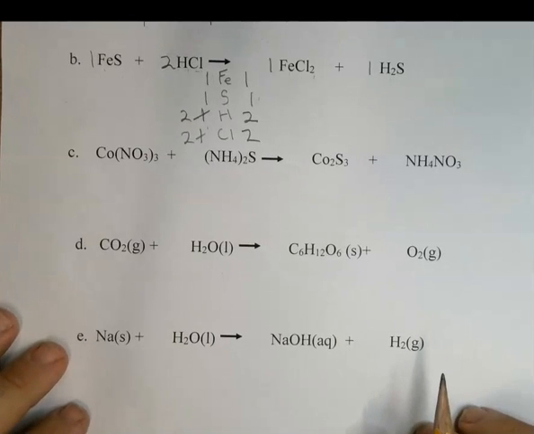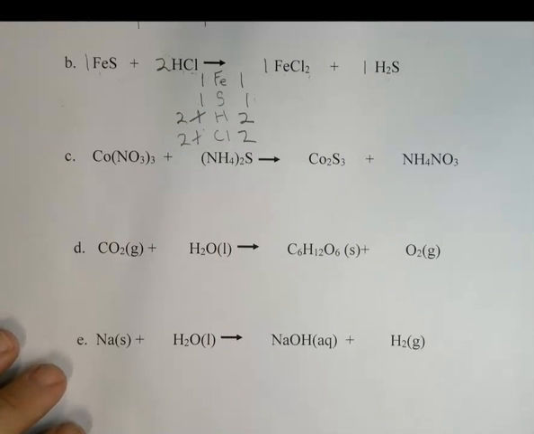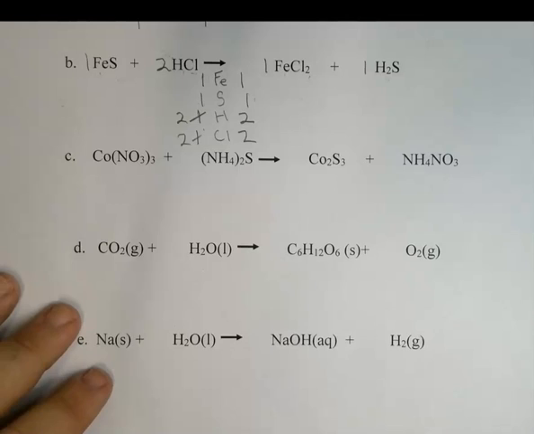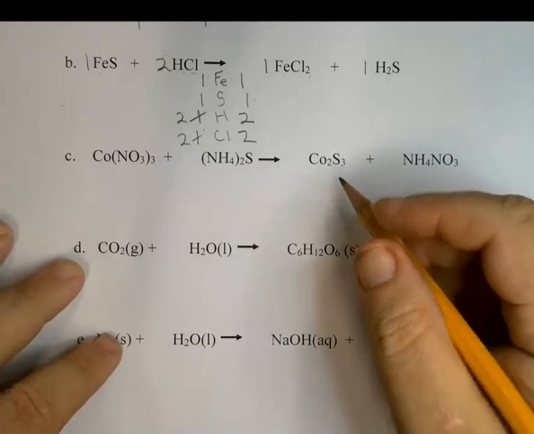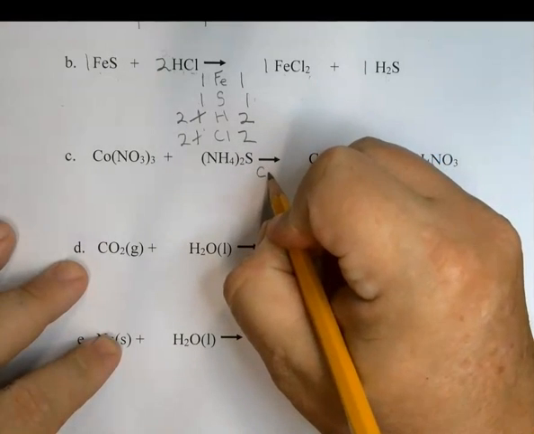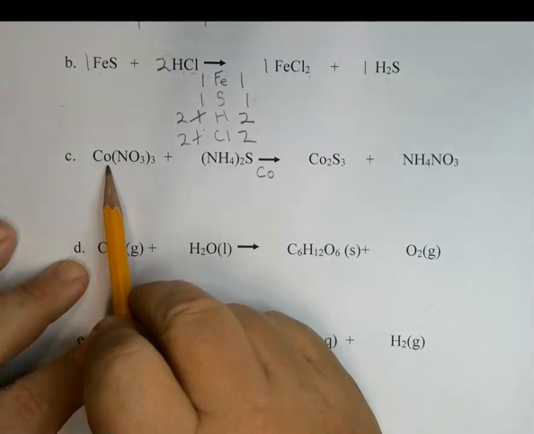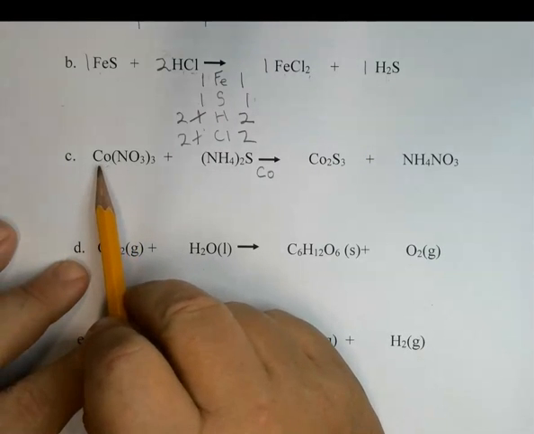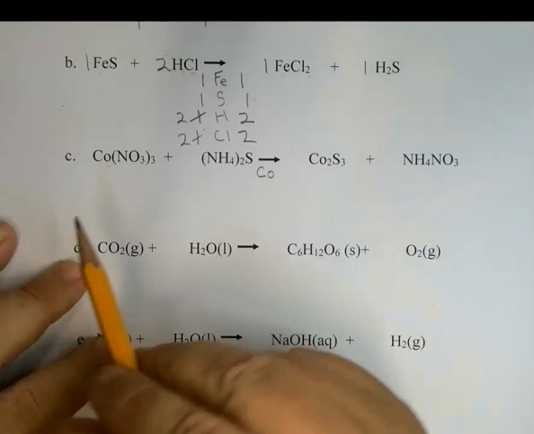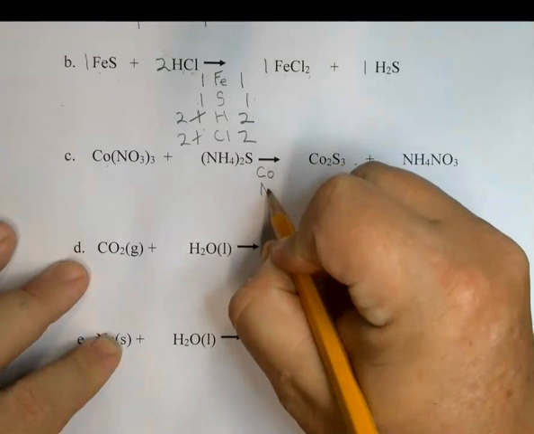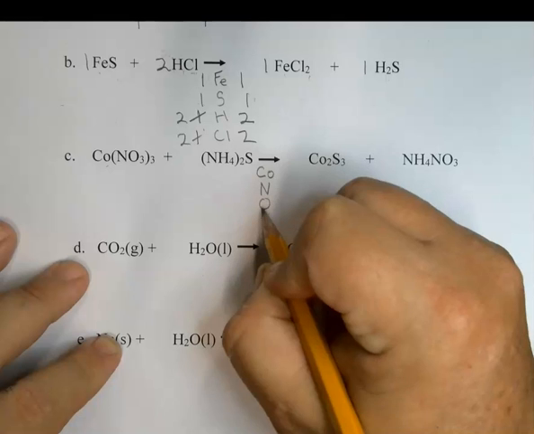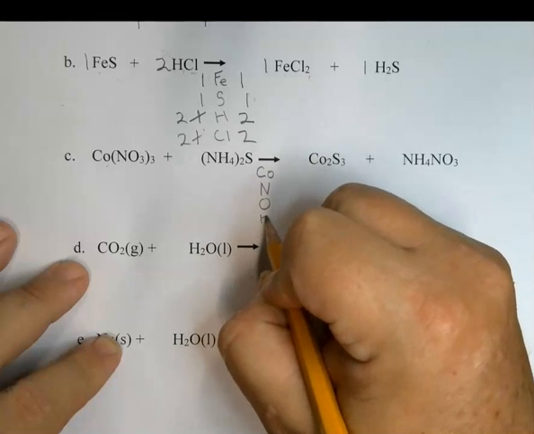Okay, this reaction is challenging because you've got to count your atoms carefully here. And there's a lot of them. So we're going to start off. CO is not carbon dioxide or carbon monoxide. It's cobalt. It's a lowercase o. That means it's part of the C. It's the same element, so it's cobalt. Okay, and then we have N here. We have O here. And then we have H and S.